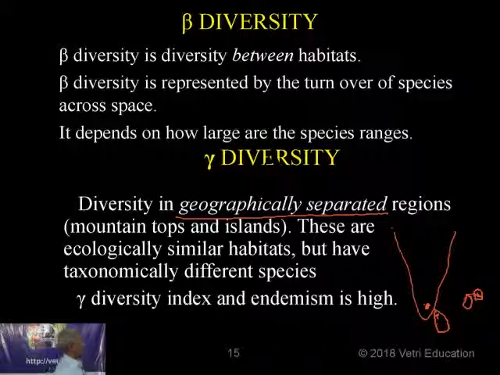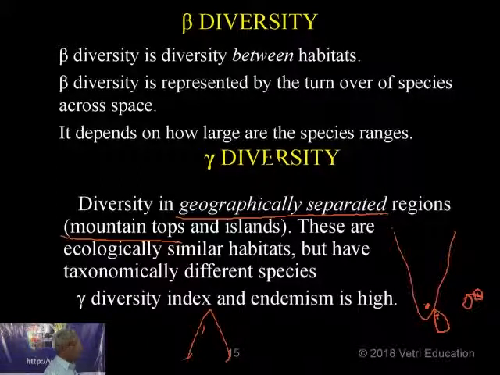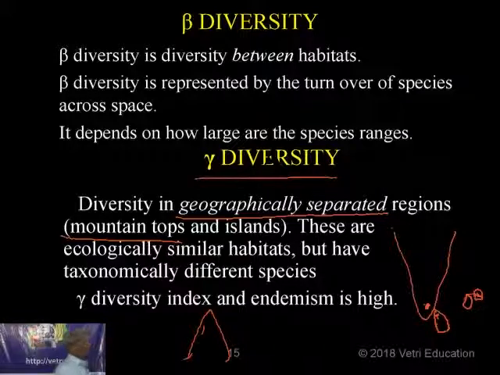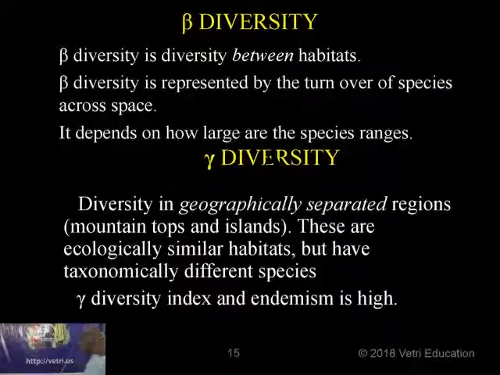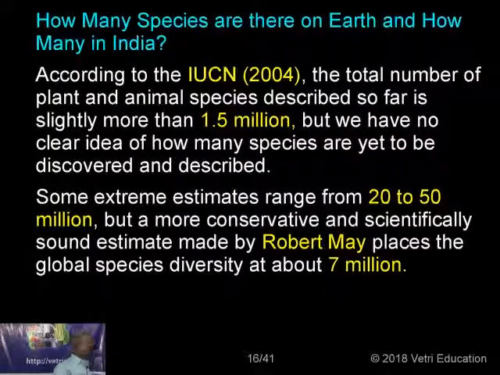It may be one may be at the mountain base and another may be at the top. There also it is separate. There may be islands. So when you get the same plant growing in separate areas which are separated by a very large distance, then that type of diversity is called gamma diversity. I hope now it's very clear to you what an alpha diversity, what a beta diversity, and what a gamma diversity is.